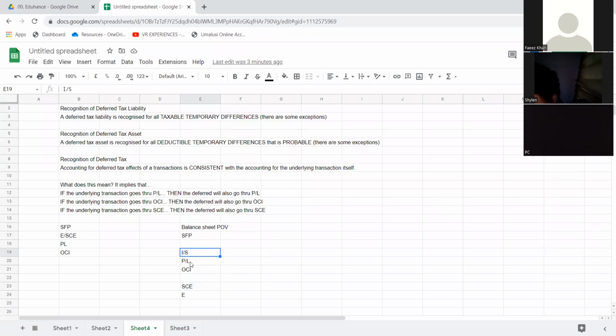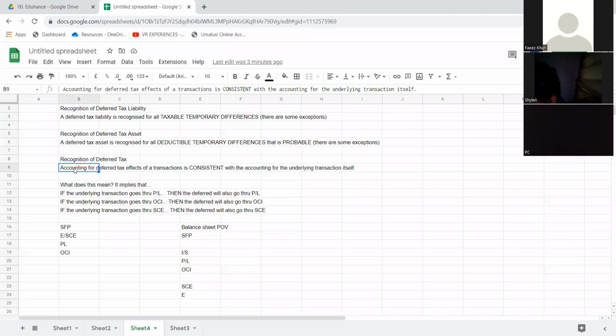If it's the income statement, you need to clearly show whether it is P&L or OCI. If it's statement of changes in equity, you either say SCE or you say equity. That's very, very important. The principle over here is that accounting for the deferred tax effects of a transaction is consistent with the accounting for the underlying transaction itself. Okay, so that is extremely, extremely, extremely important.